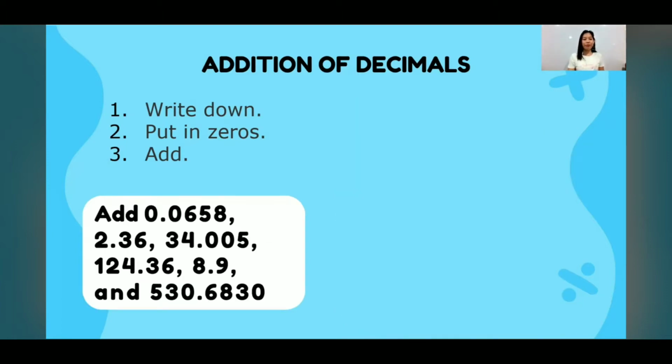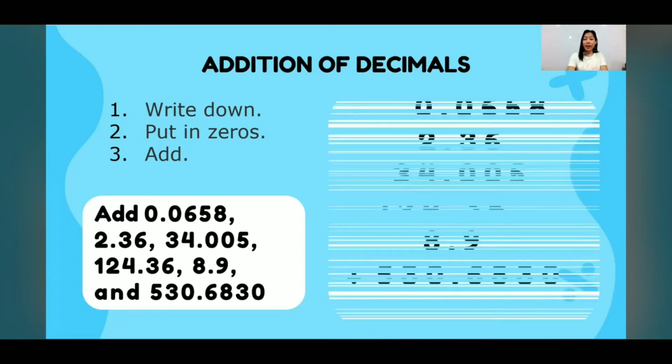Another example, 658 10,000ths plus 2 and 36 hundredths plus 34 and 5 thousandths plus 124 and 36 hundredths plus 8 and 9 tenths and 530 and 6,830 10 thousandths. First thing to do is to write them down.